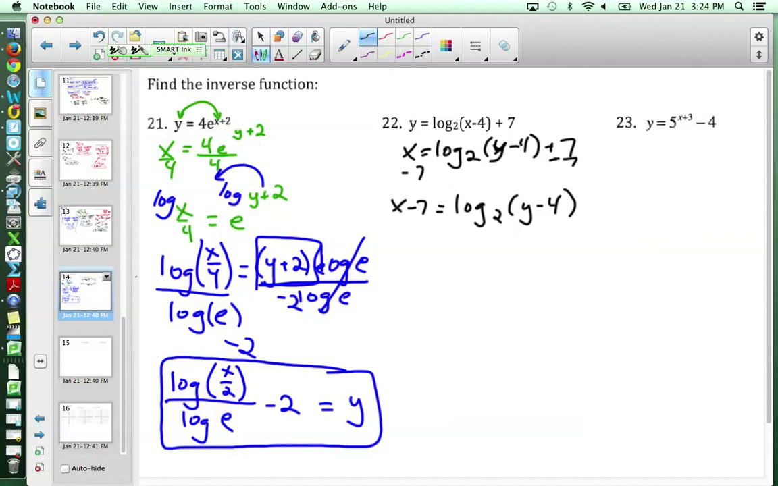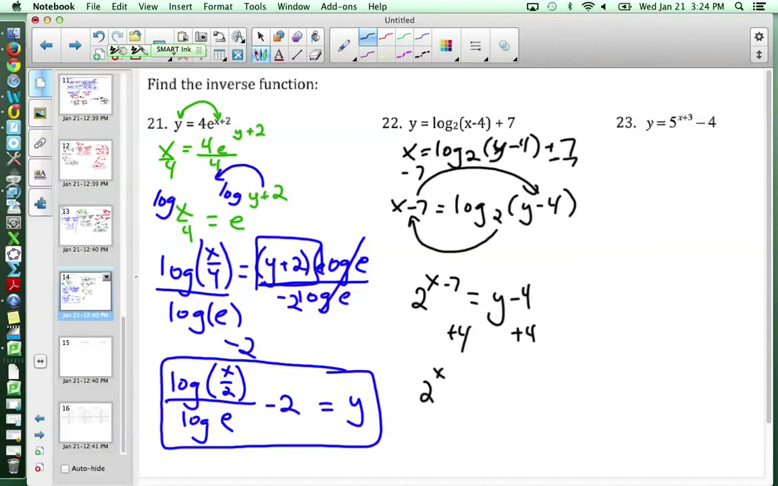Now we can't touch anything inside of this logarithm yet until we write this in exponential form. So we need to take 2 raised to the x minus 7 power equals what's inside that logarithm, y minus 4. So I've changed this log form into exponential form, just like we did with the solving ones, like number 15 and 17. Then the last thing to do to get y by itself is to add 4 to both sides. The 4 doesn't touch the 7 at all. We just have 2 to the x minus 7th power plus 4. That is our inverse.